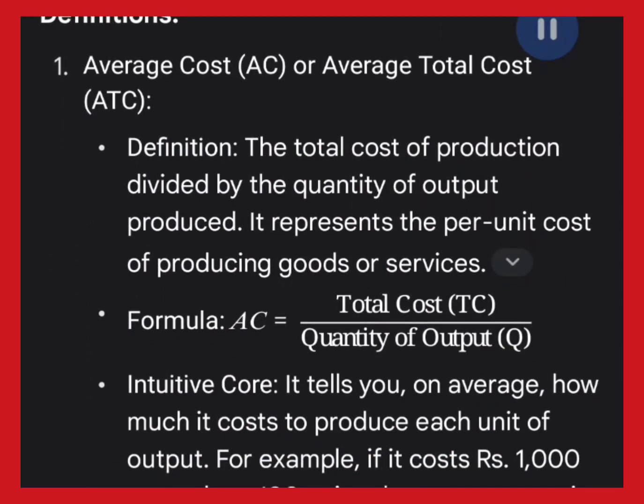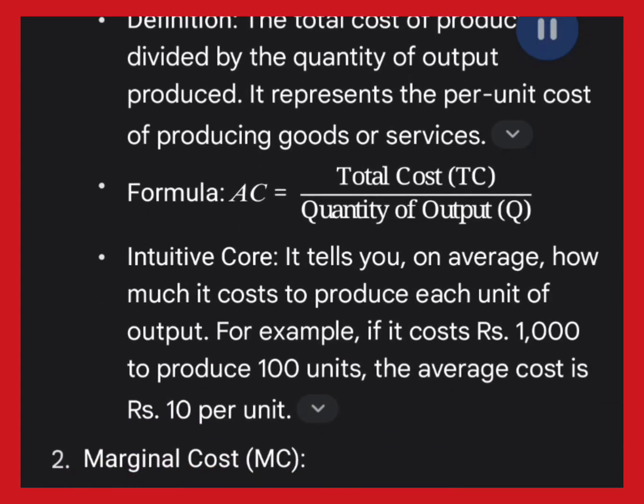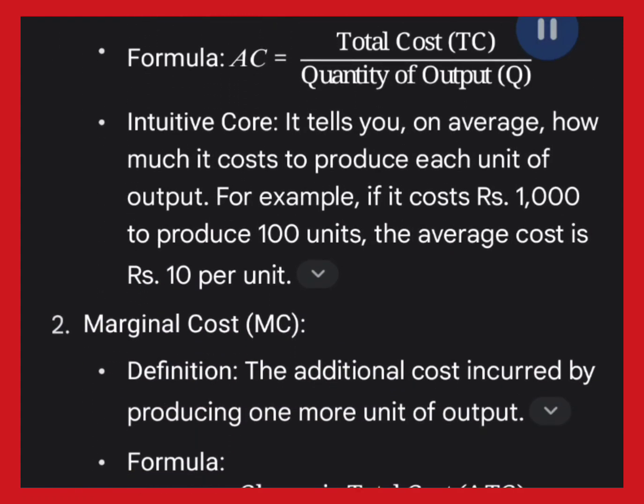Definitions. 1. Average cost (AC), or average total cost (ATC). Definition: the total cost of production divided by the quantity of output produced. It represents the per unit cost of producing goods or services. Formula: AC equals total cost (TC) divided by quantity of output (Q). Intuitive core: it tells you on average how much it costs to produce each unit of output. For example, if it costs 1000 rupees to produce 100 units, the average cost is 10 rupees per unit.